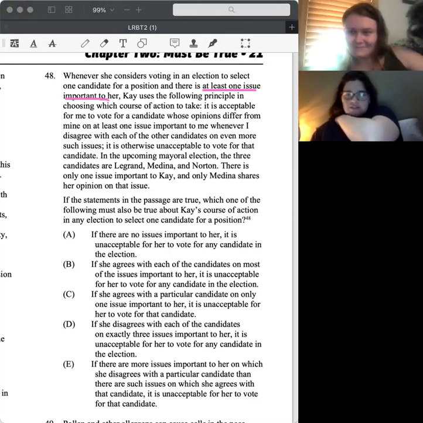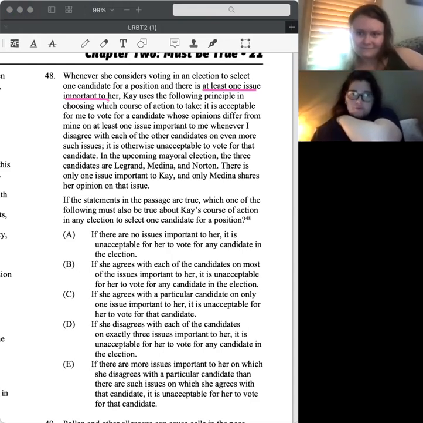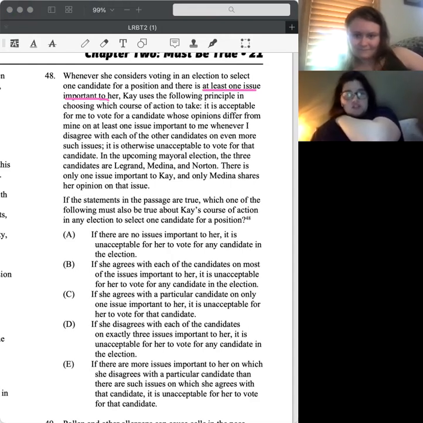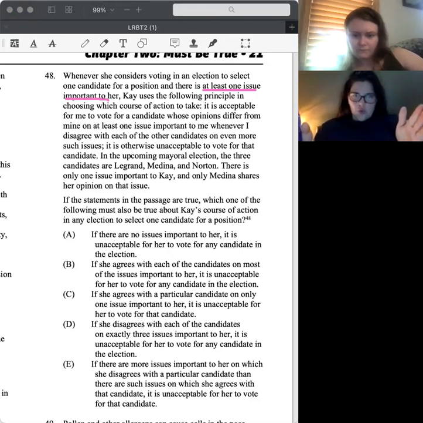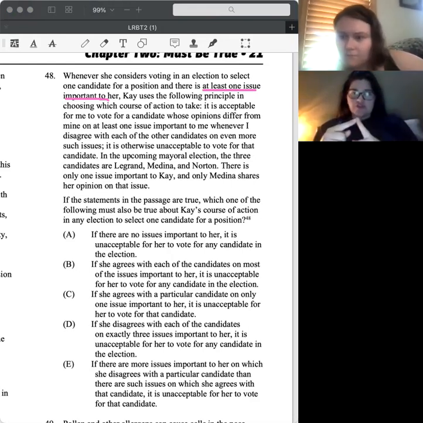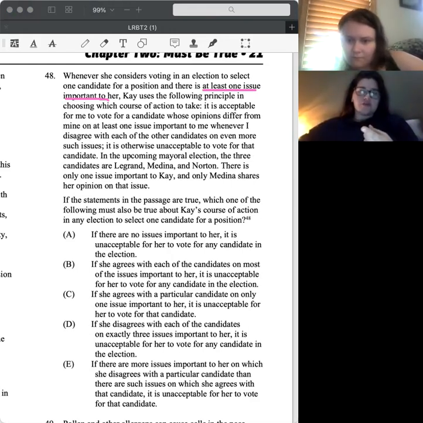Kay uses this principle in choosing which course of action to take, so to decide who she wants to vote for. It's acceptable for her to vote for a candidate whose opinions differ from hers on at least one issue important to her, whenever she disagrees with other candidates on even more such issues. So even if there are 3 or 4 candidates and there's one issue that she finds important that she agrees with, she doesn't care about the other ones.